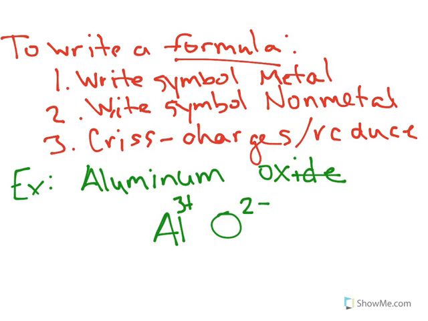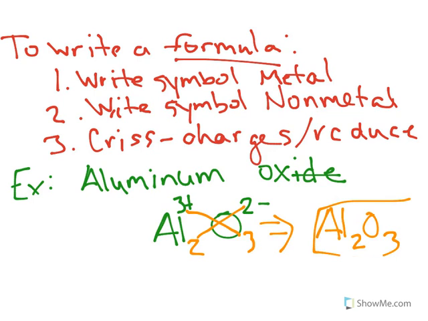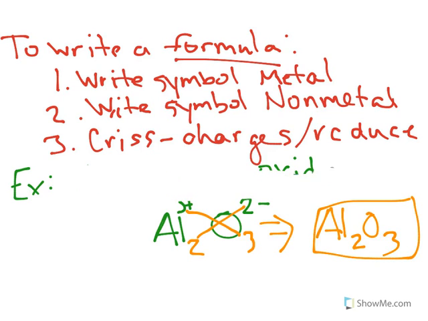Now, this 3 is going to come over here and become a subscript. This 2 is going to come over here and become a subscript. So this is going to give us Al2O3. That is my formula. Okay, let's do that again. Let's do another one, because this is a little more confusing.